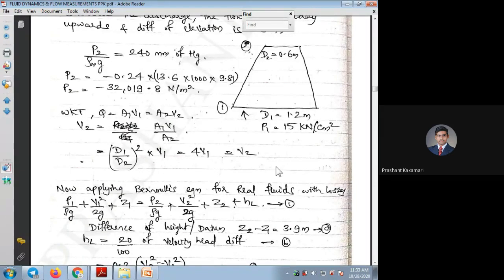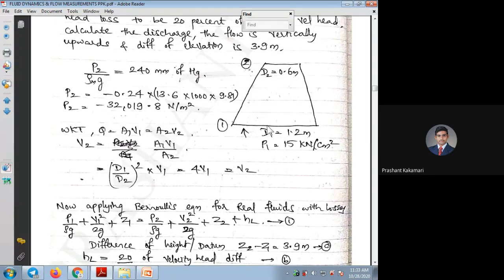So in the problem, the sketch is drawn like this. Inlet side, they have told the diameter is 1.2 meters. Diameter at the outlet side, the upper side, is 0.6 meters. Z1 is 0, and Z2 itself is the height now. It is not an inclined pipe or a horizontal pipe. It is a vertical pipe. So the height of the pipe itself becomes the value of Z2. Z2 is around 3.9 meters. It is given in the problem. Elevation or the vertical height is 3.9 meters.